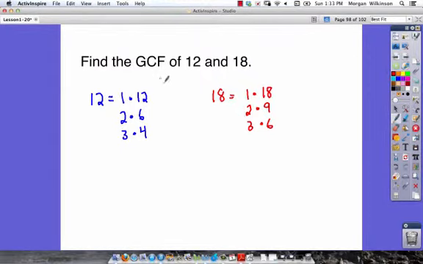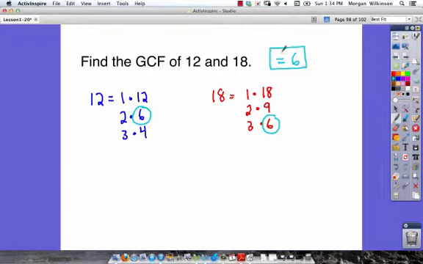Now what we want to do is find the greatest common factor, so the biggest number that they both have in common. If we look, we can see they both have a 1 in common. They both have a 2 in common. They both have a 3 in common. They both also have a 6 in common. And the 6 is the biggest number that they both have. So our answer is 6. The GCF, or greatest common factor, of 12 and 18 is going to be equal to 6. And we've got our final answer.